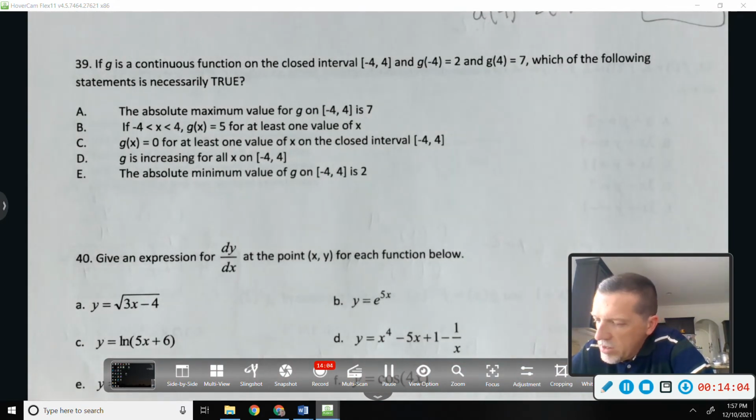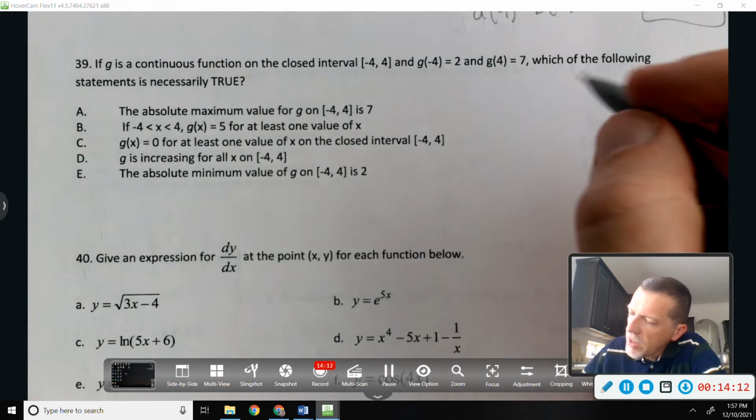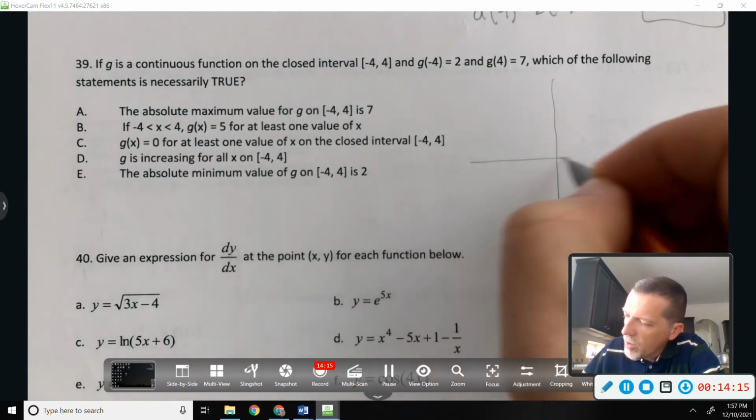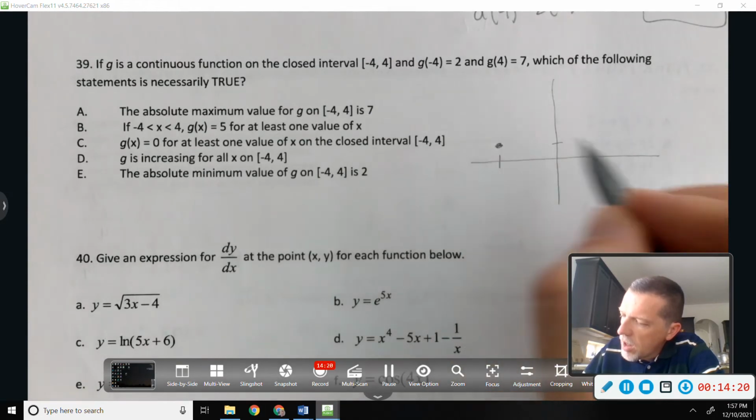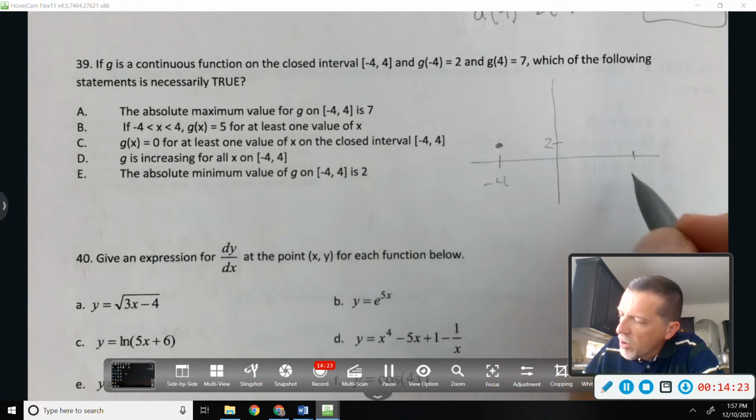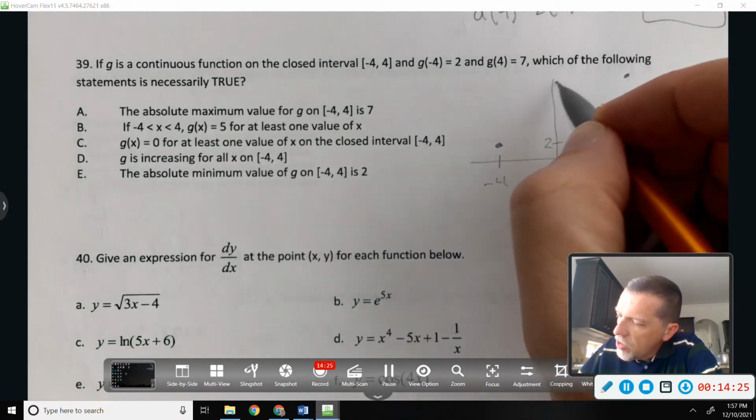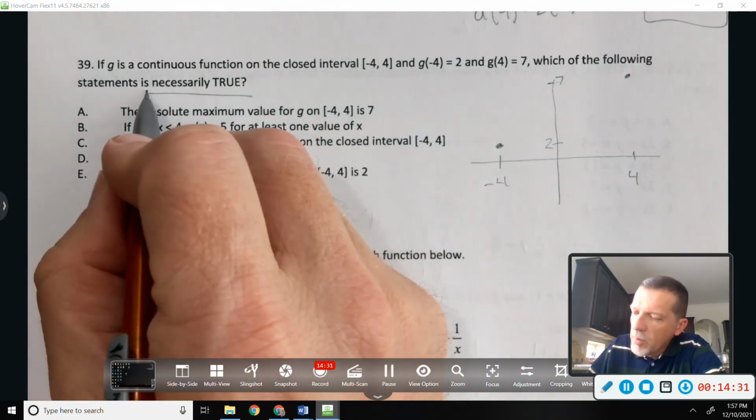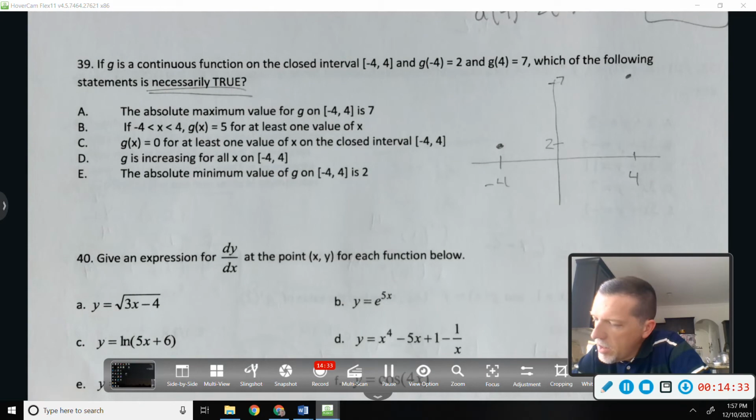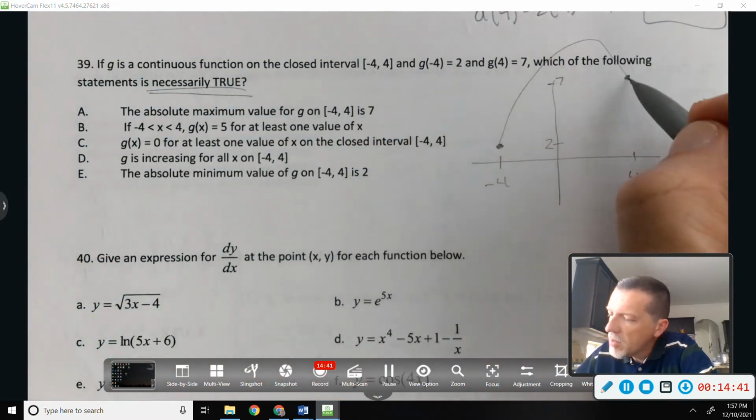39, a lot of words. If g is a continuous function between negative 4 to 4, and g of negative 4 equals 2, and g of 4 equals 7, I think a picture might be helpful. So g of negative 4 is 2. And again, your picture doesn't have to be perfect, but it helps you visualize. G of 4 is 7. Which of the following must be true? The absolute maximum is 7. Well, not necessarily. Like we could go way up above. So no.